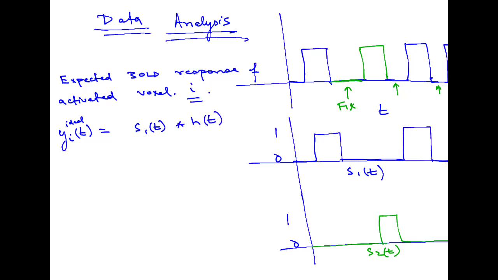But times some beta_i. Beta_i is a scalar, because different voxels may get activated by different magnitudes. Some voxels may have very small activity, some voxels may show a very large activity. S1(t) is 0 and 1, and h(t) is a standard function. So to represent the variability across different voxels in the response, we are also including beta_i, and this beta_i essentially represents the strength of activation.